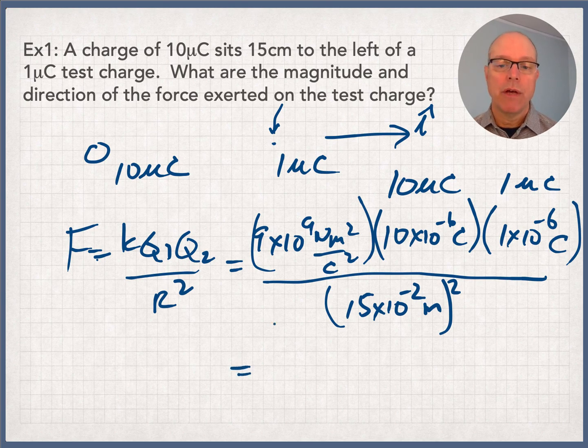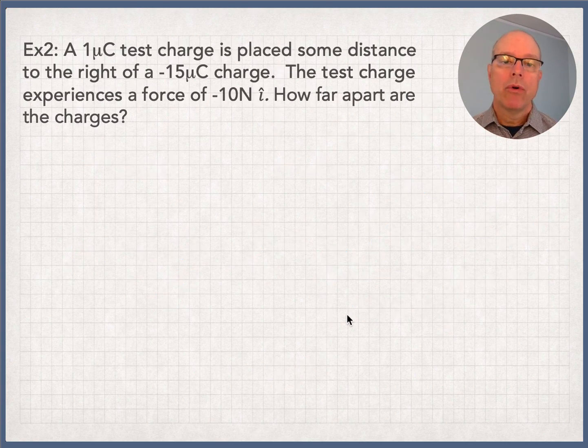When you plug all this stuff into your calculator and you square the distance, of course, you're going to end up with 4 newtons. Go ahead and pause the deck. Check me out and see if you agree. Okay? So next slide. 1 microcoulomb test charge is placed some distance to the right.